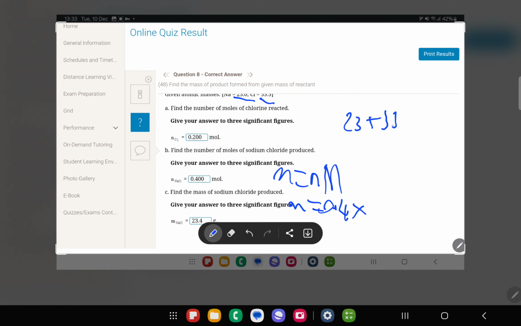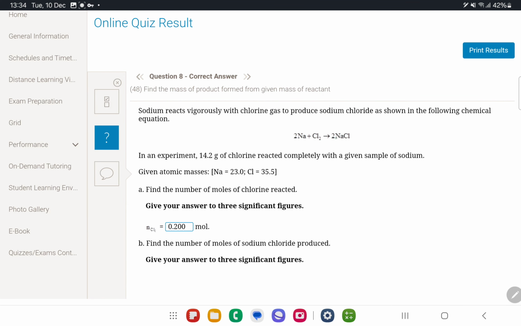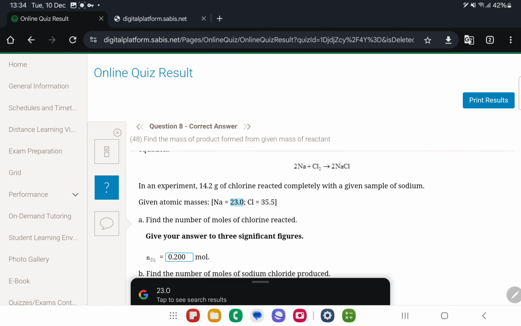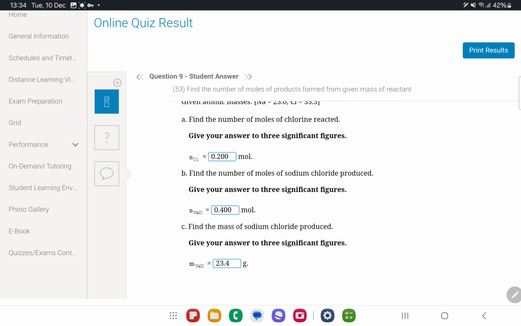23 plus 35.5 will be 58.8. Wait, what? No, sorry, 58.5. So you multiply 0.4 by 58.5, you get 23.4. Since it's already 3 significant figures, we just put it as it is. If you guys ask how I got the molar mass, they want sodium chloride, so NaCl, which is 23 plus 35.5. That's it. So easy, don't worry.